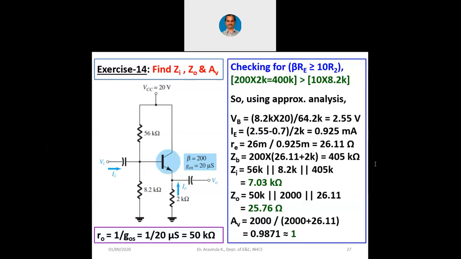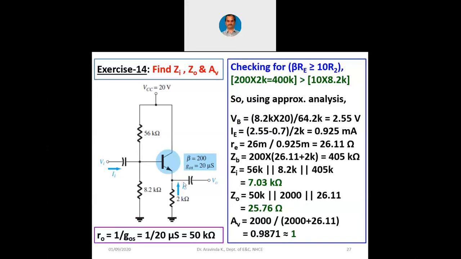Can you explain Z0 once? Z0 is R0 parallel with RE parallel with small re. In yesterday's example, we did not use that R0, which was not given there. Now here, even if R0 is given, you will have to substitute it.